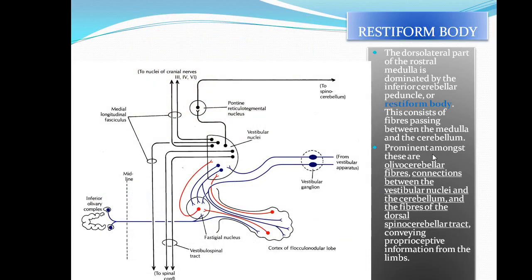Prominent among these fibers are the olivocerebellar fibers, the connections between the vestibular nuclei and the cerebellum, and the fibers of the dorsal spinocerebellar tract conveying proprioceptive information from the limbs. Here you can see the connecting fibers going to the inferior cerebellar peduncle. You can very well appreciate the fibers going to the cerebellum through the inferior cerebellar peduncle.